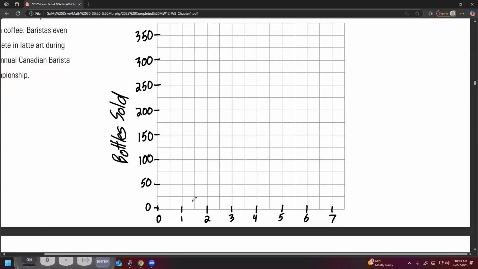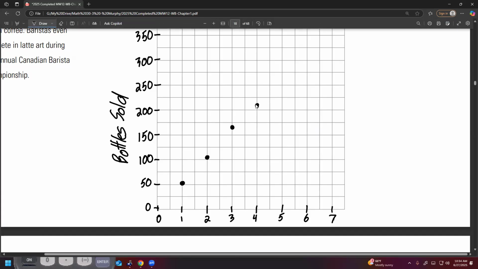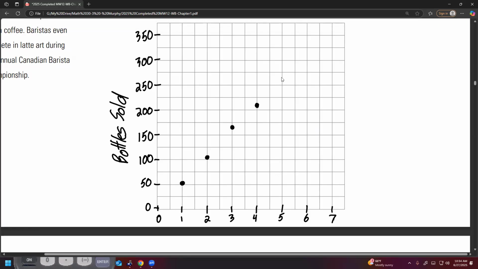So our first one is 1 and 56, so just above the 50. 2 and 108, again, just above the 50. 3 and 162. It's probably somewhere there. 4 and 215. Somewhere there. And 5 and 269. And 6 and 321. Okay.